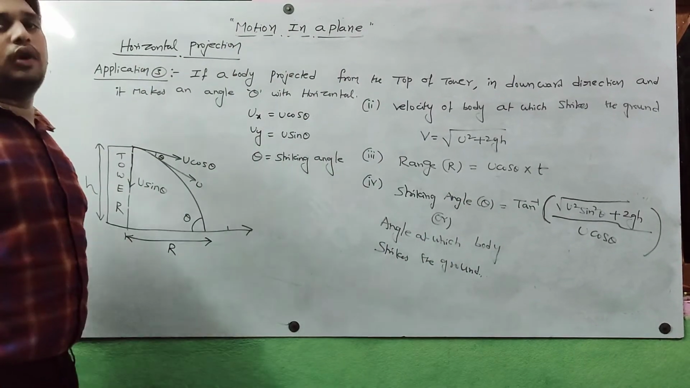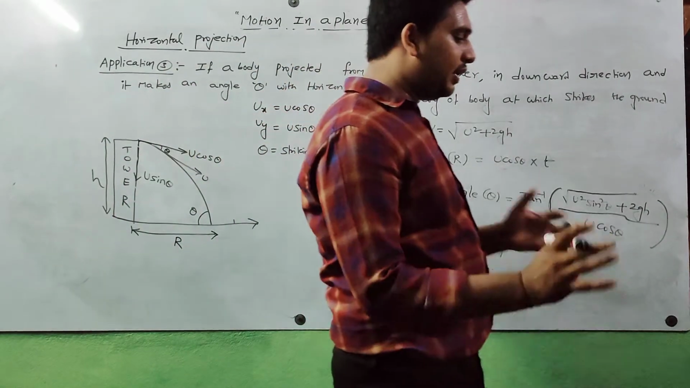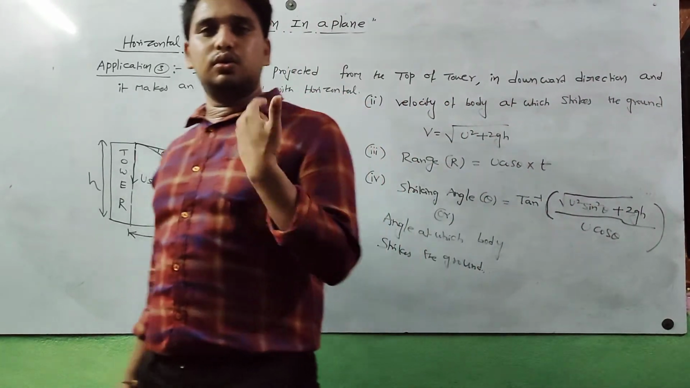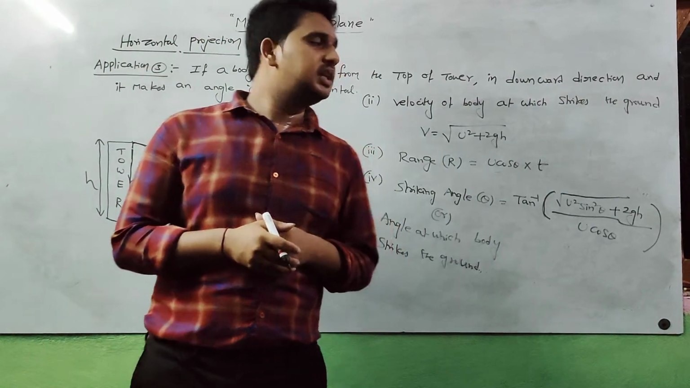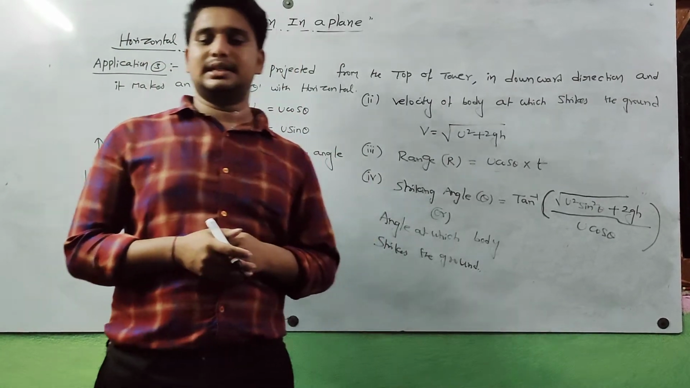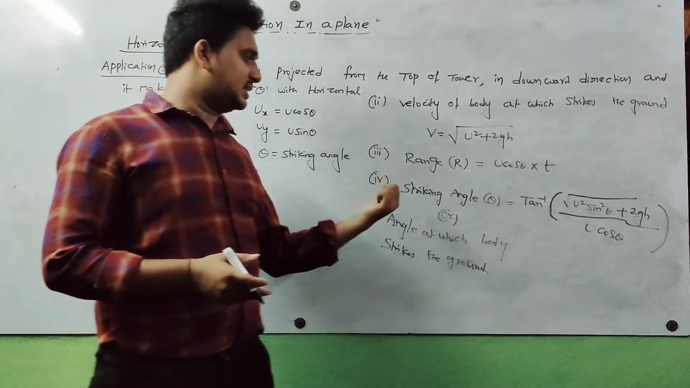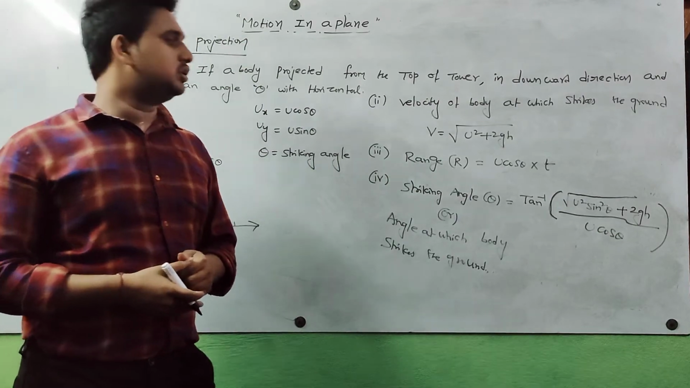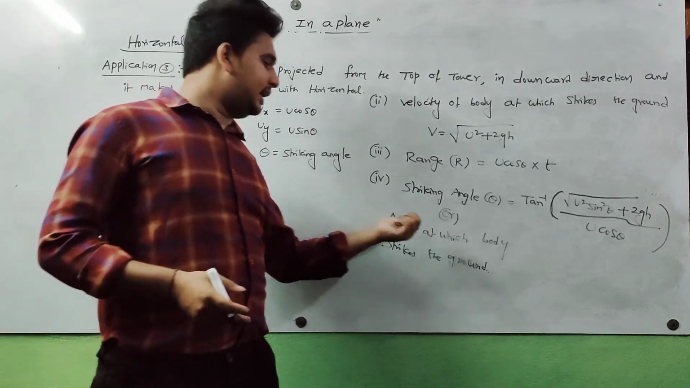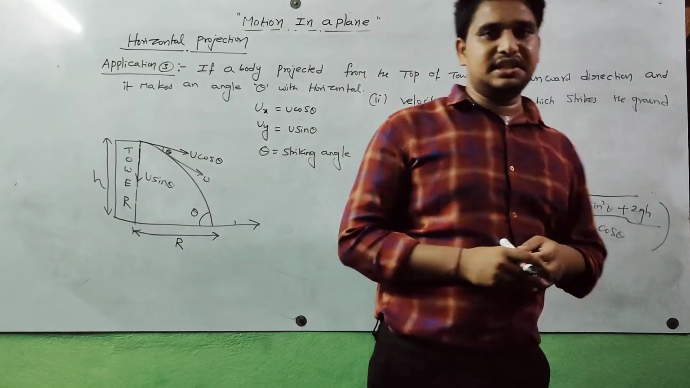So these are the four equations. This is the whole thing about this application. We are finding four parameters up to now. One is how to find the time of flight and the height of tower using one equation, and the second one is the velocity at which the body strikes the ground. Next, range u cos theta into t, and striking angle tan inverse of square root of u square sin square theta plus 2gh by u cos theta. This is also called the angle at which the body strikes the ground. This is about this lecture.